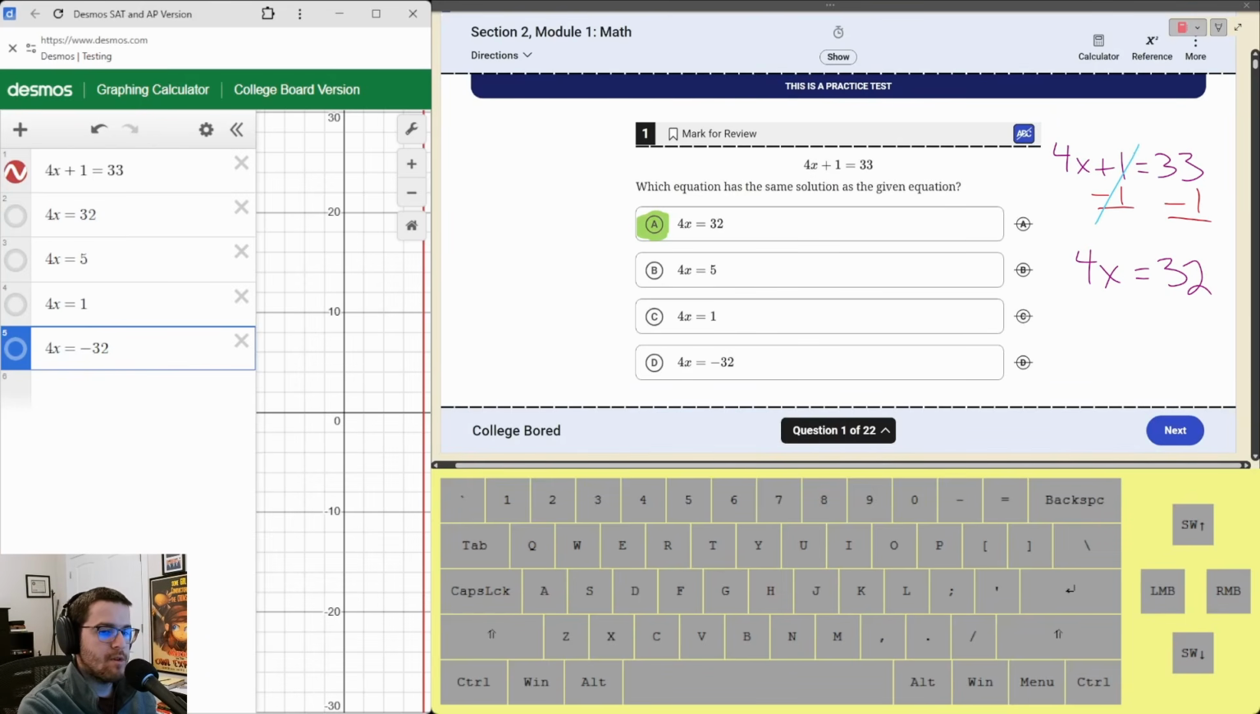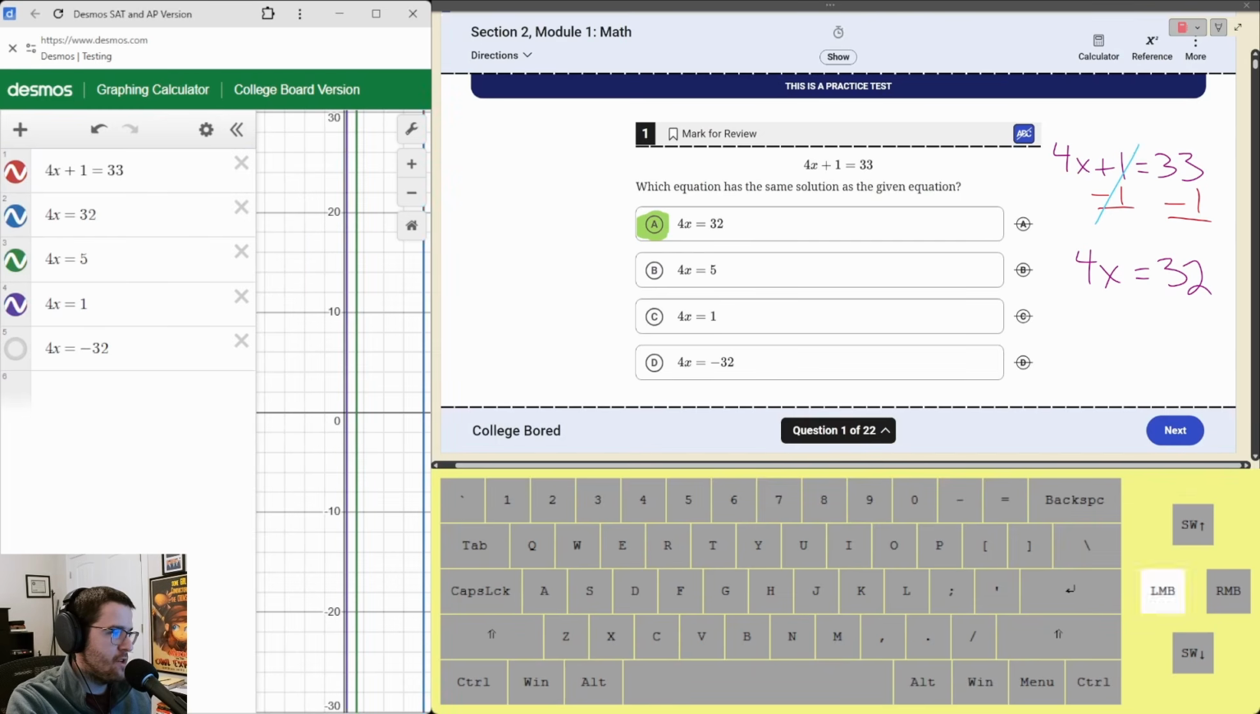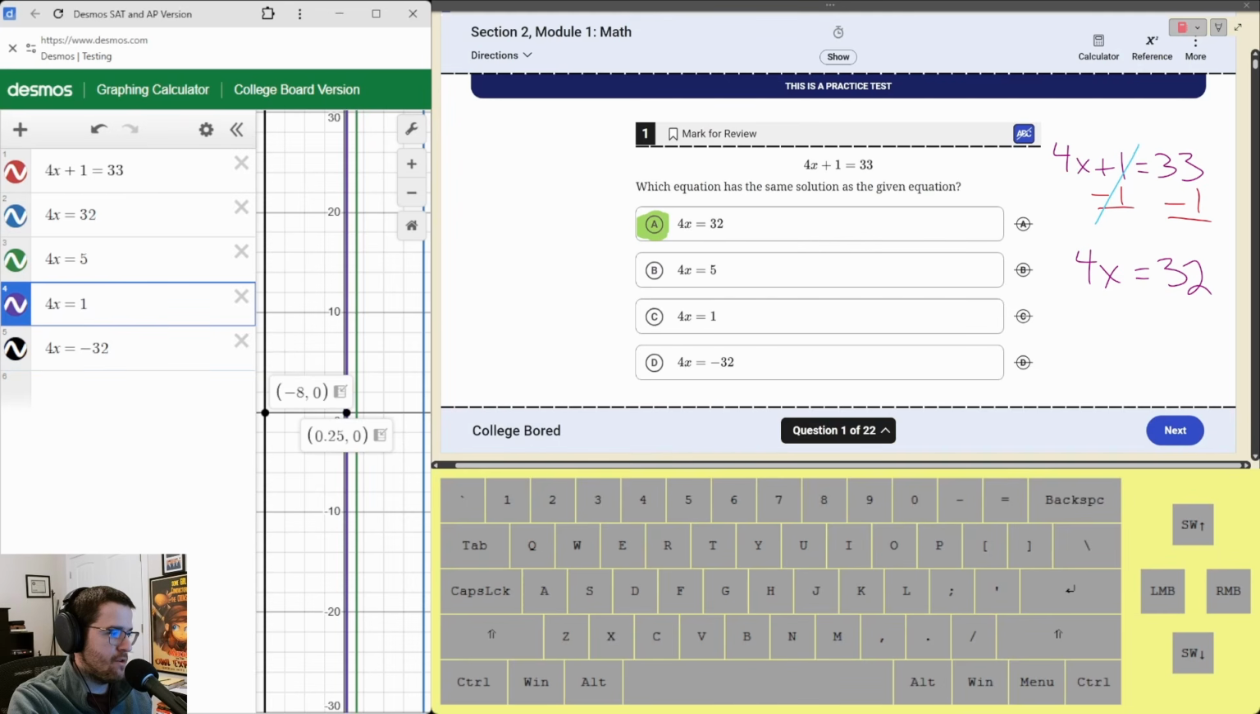Okay, when you have a simple equation without anything wacky in it, you can often just type it in left to right as is. So I typed in the original equation, and now I'm going to look at each of the answer choices, and we see the original equation gives a solution of 8. So let's look at all the other ones. It seems the only one that gave a solution of 8 is the blue one, which is 4x equals 32, which is what we got. Choice A is the answer.